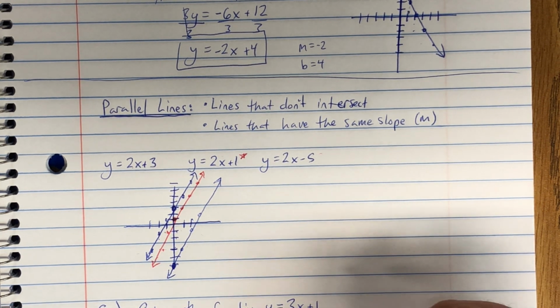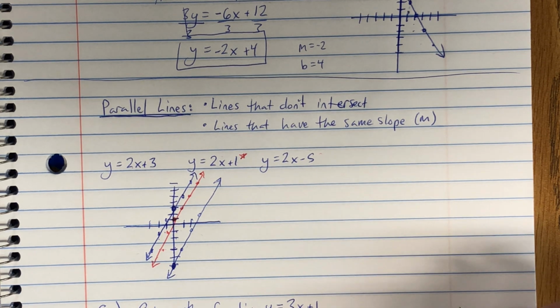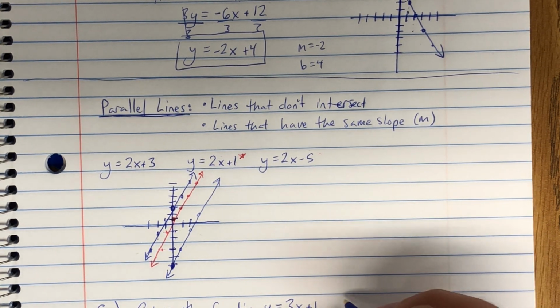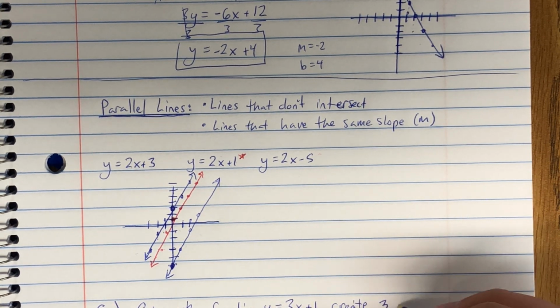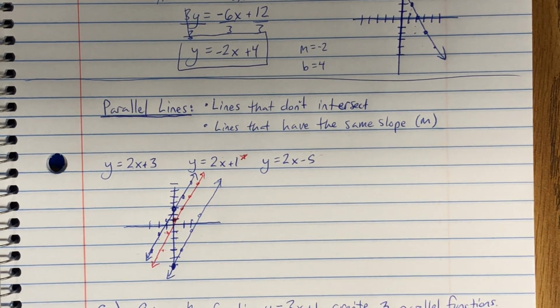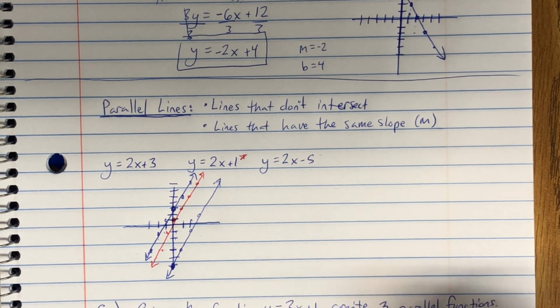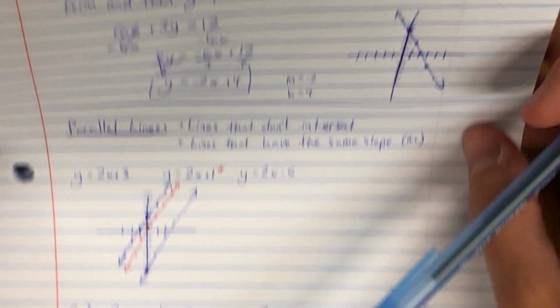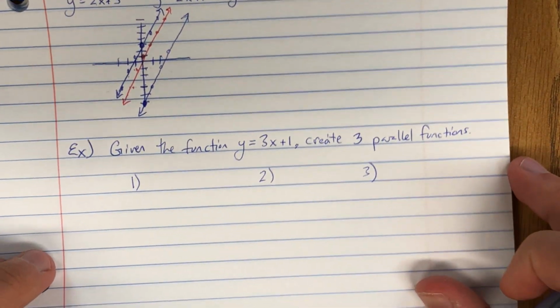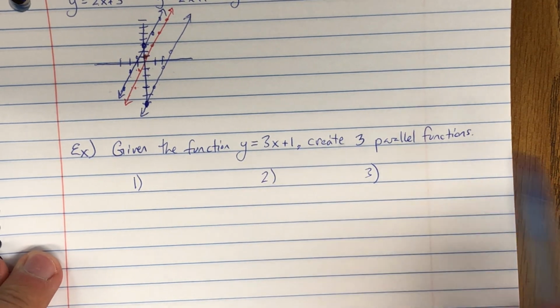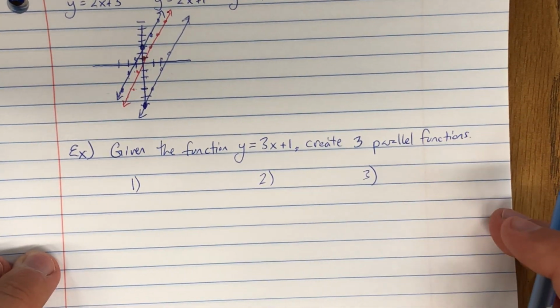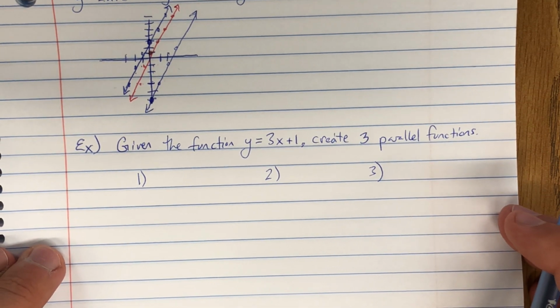And you want to create three parallel functions. Okay, so we're just creating three functions here. Oh, you can't see, sorry. So we have given the function y equals 3x plus 1, create three parallel functions. So go ahead and try that on your own. Pause the video.